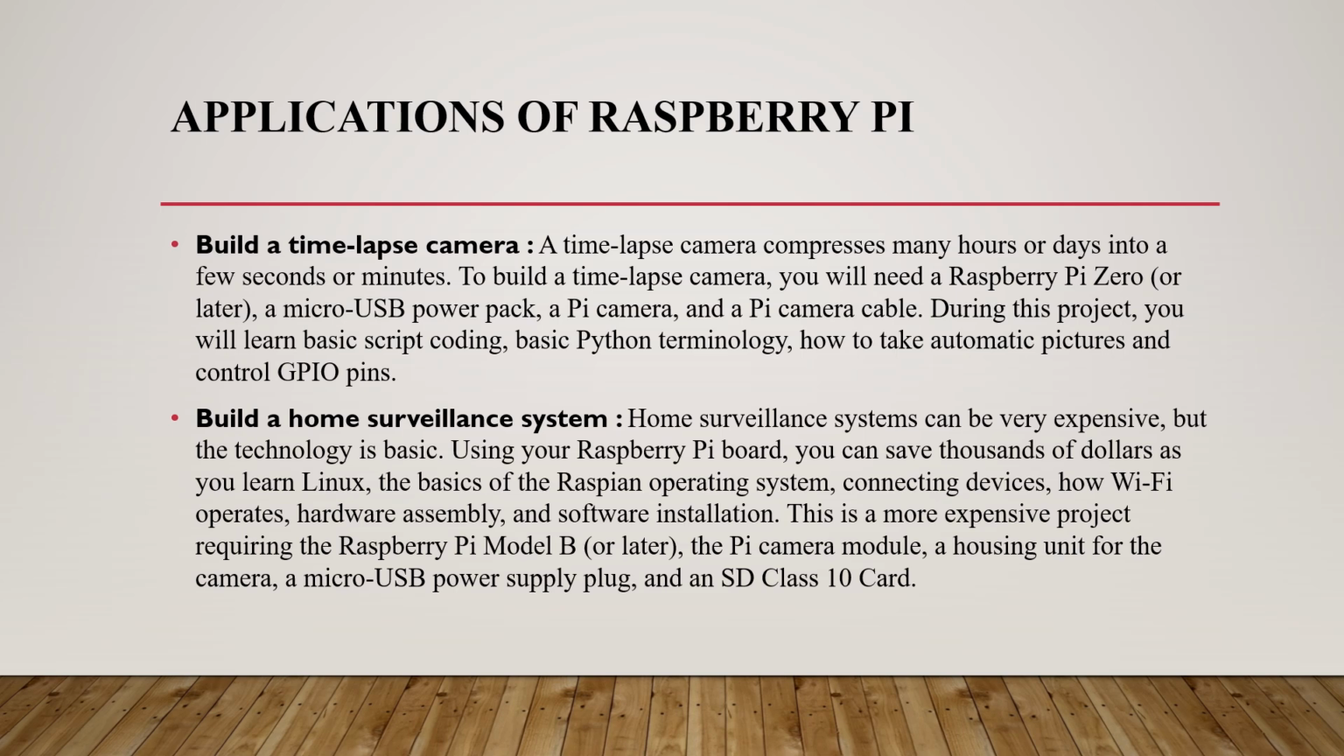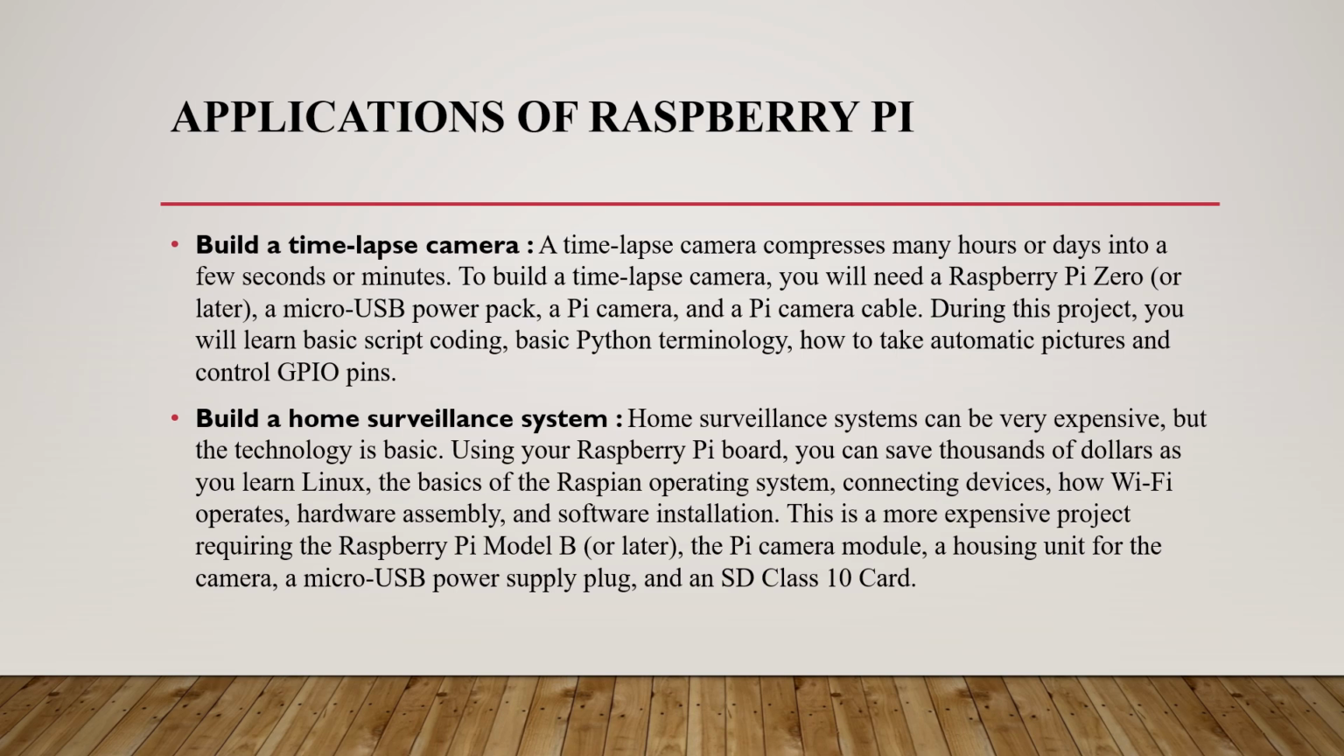Some of the applications of Raspberry Pi are: build a time-lapse camera and build a home surveillance system. So, build a time-lapse camera. A time-lapse camera compresses many hours or days into a few seconds or minutes. What are the components required to build a time-lapse camera? You need a Raspberry Pi Zero, micro USB power pack, Pi camera and Pi camera cable. During this project, you can learn basic script coding, basic Python terminology, how to take automatic pictures and how to control general purpose input output pins.